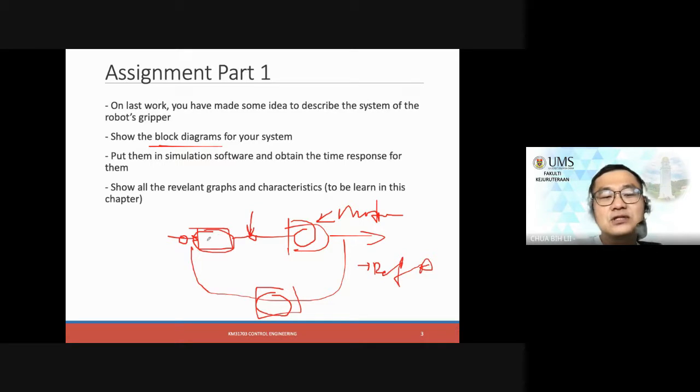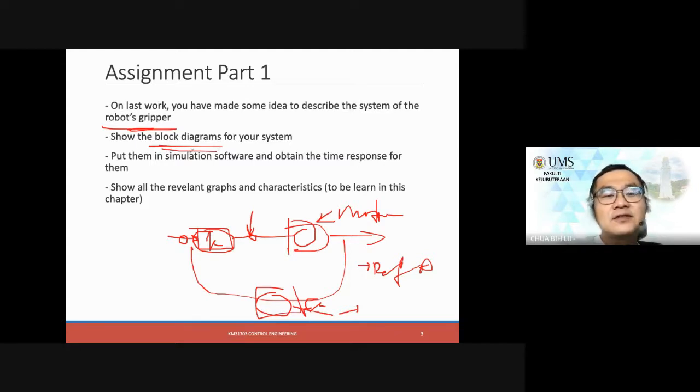This controller is unknown, so you just put anything you like. This feedback can be due to a sensor, so you can get it from any reference related to you. So this is what you need to do. Just show the block diagram, describing your system as I told you previously.